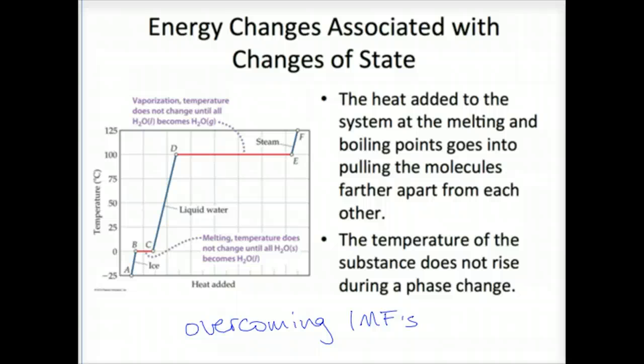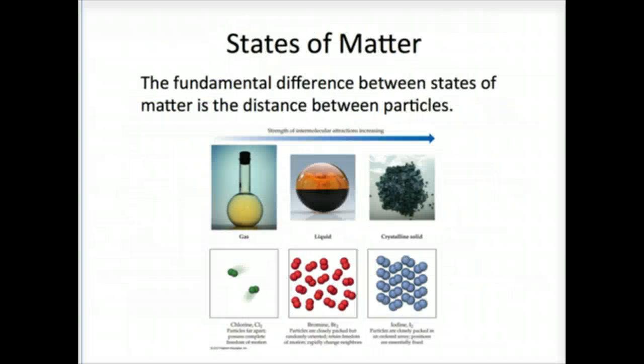So when we go from ice to liquid, we're overcoming the intermolecular attractions. When we go from a liquid to a gas, we're overcoming the intermolecular attractions, because what we're doing is forcing the particles further apart. And in forcing them further apart, we have to overcome that attraction that exists between the particles.